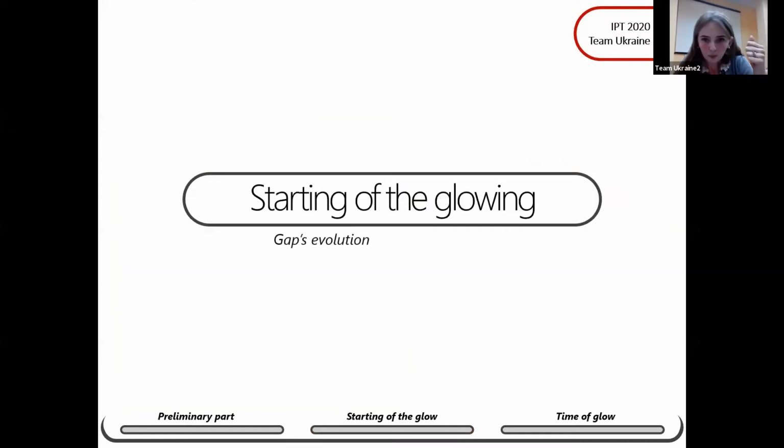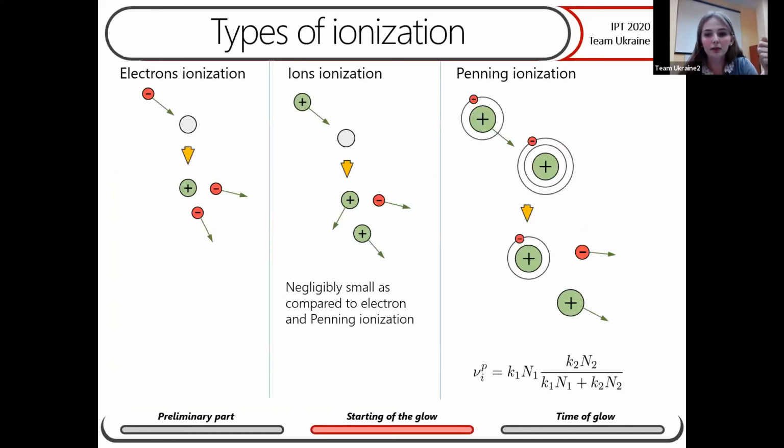But to get a solution considering the gap, we need to consider the gap's evolution. So we assume that there are 3 ionization processes: direct ionization of sodium atoms by electron impact, direct ionization of water molecules by electron impact, and we also take into account Penning ionization of unexcited sodium atoms due to their collision with water molecules excited to the first electronic level.